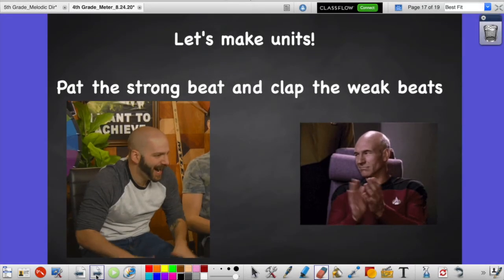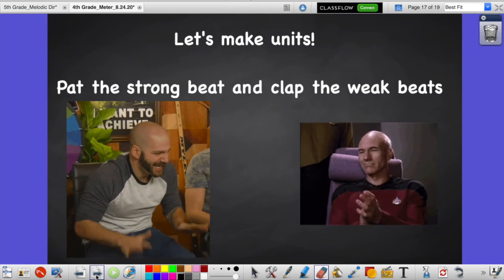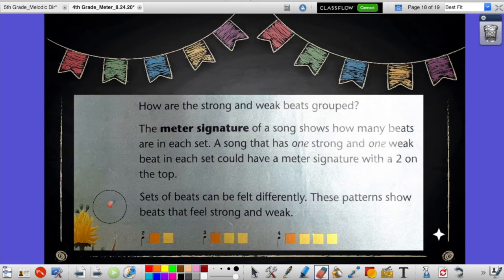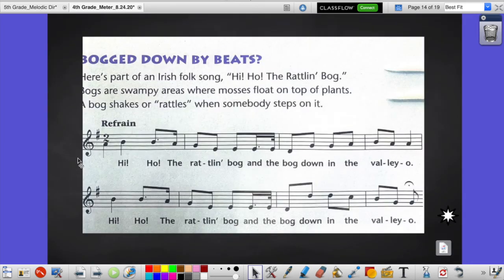All right, so if you said that 2 beats in each set, so 1 pat, 1 clap felt the best, you are right. Let's read now about meter signature. The meter signature of a song shows how many beats there are in each set. A song that has 1 strong and 1 weak beat in each set could have a meter signature with a 2 on the top. So let's go back to our song, and here we see it does indeed have a 2 on the top. So this is telling us that this song has a meter signature of 2 beats in each set.